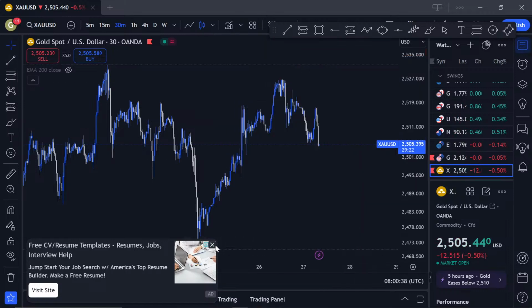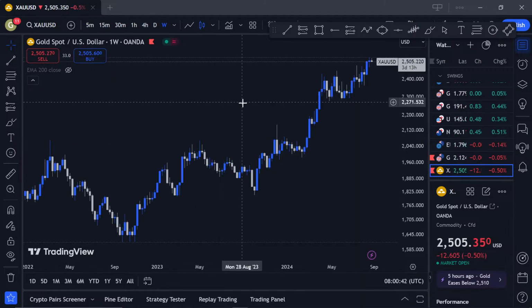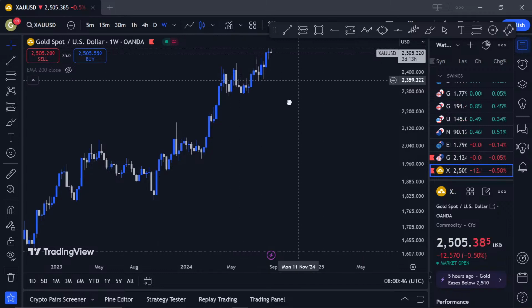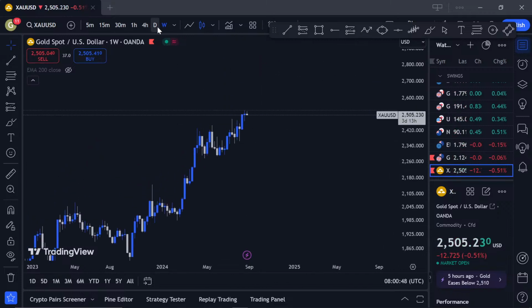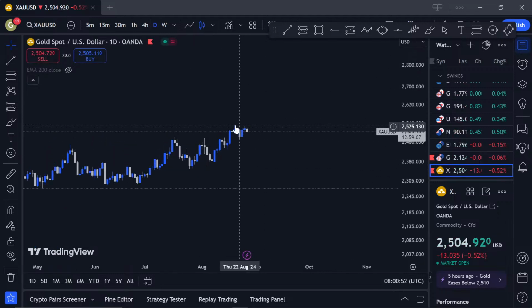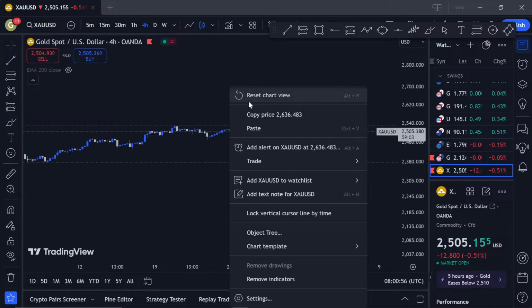So remove drawings. And now, as usual, I start from the weekly time frame when I'm analyzing. From the weekly time frame, the market seems to be in an uptrend. The daily time frame also giving same vibe. However, the daily time frame is maintaining this area of resistance. So I'll come over to the 4-hour time frame.